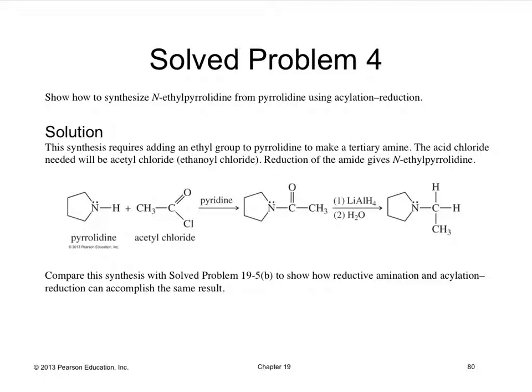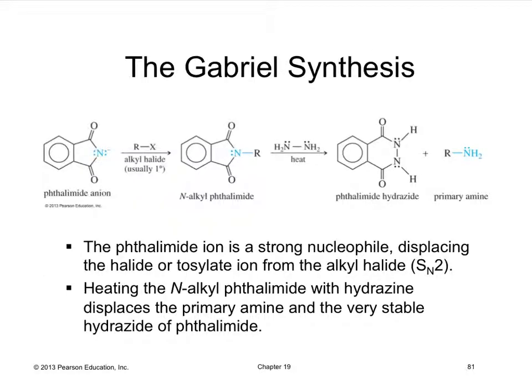So, show how you synthesize N-ethylpyrrolidine from pyrrolidine using acylation reduction. So if you have pyrrolidine, acetyl chloride in the presence of pyridine, you form your amide. Then you treat it with lithium aluminum hydride followed by hydrolysis to generate your product.